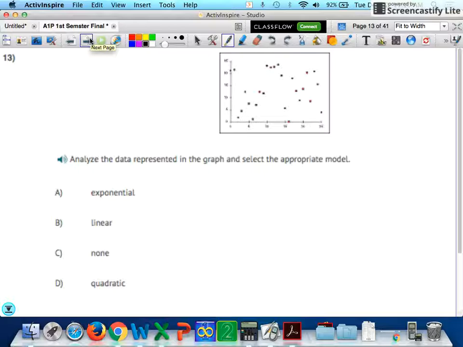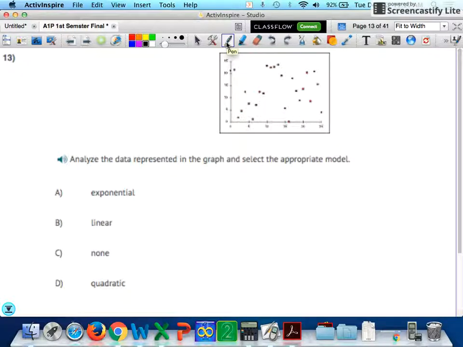13, analyze the data represented in the graph. Select the appropriate model. Okay? So this is one of those ones where you've got to kind of look at and decide, hey, what does that curve look like? Some people want to call it quadratic because they see this. Okay, but look, there are so many crazy points way off from that. Okay, don't overthink this. When you look at this, this is what we call just a cloud of data.